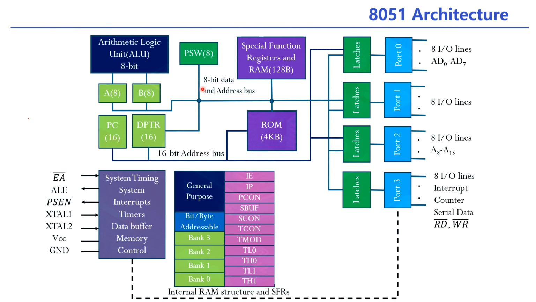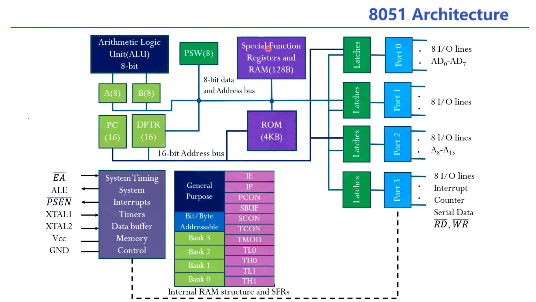Okay. Now another register is available here, the PSW, program status word. That is also called an 8-bit register. Understood? Okay. Now we come here. This is the ROM, right? ROM, read only memory. This memory space is 4K byte. Okay.